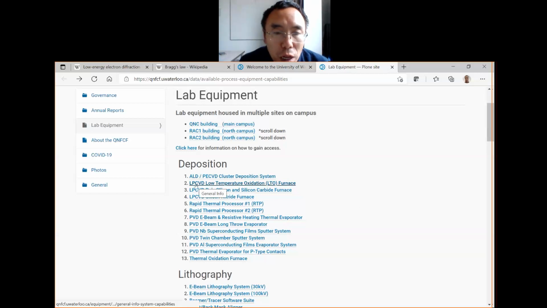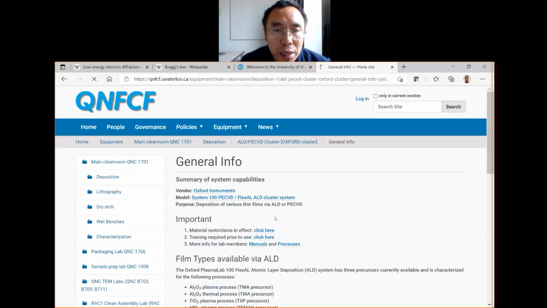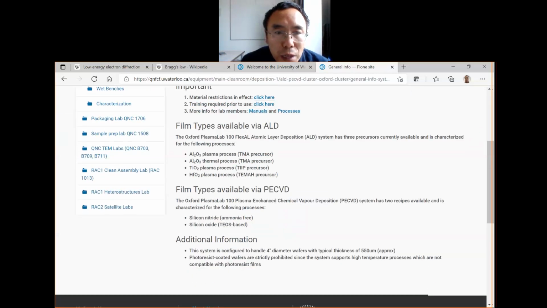We also have low pressure CVD, low temperature oxide, low pressure CVD polysilicon and silicon carbide, and LPCVD silicon nitride. So this is the ALD. With ALD we can deposit aluminum oxide, titanium oxide, and hafnium oxide. Here we have plasma: we introduce the gas, and the plasma makes the chemical reaction easier. But we don't have to use plasma. Plasma may give you better film quality.